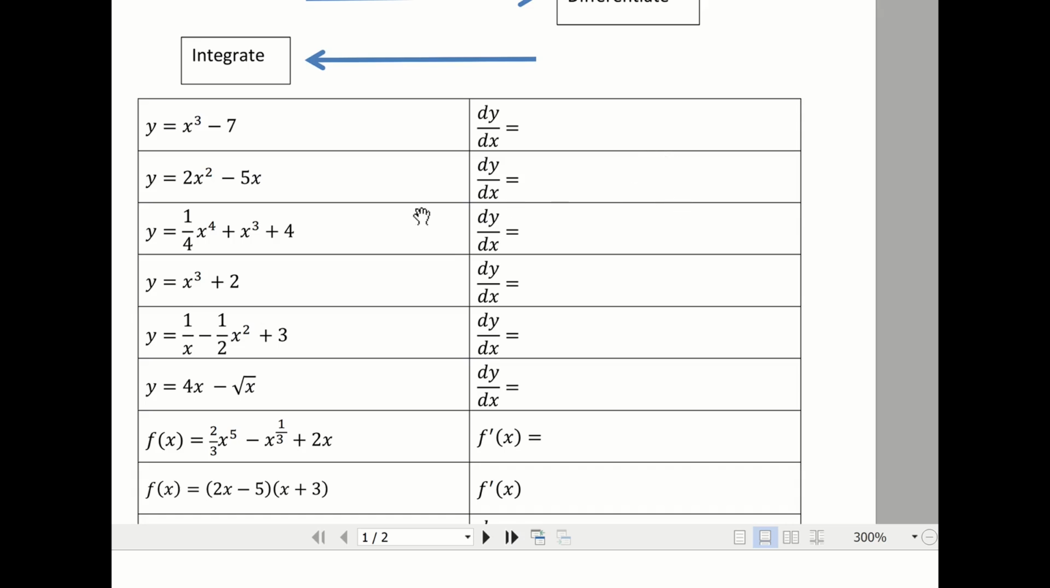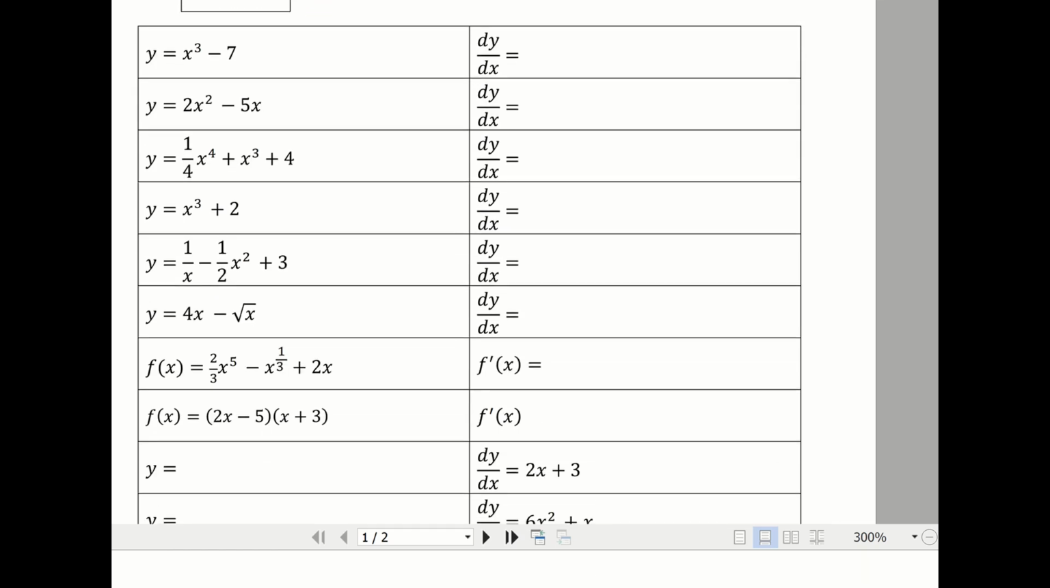Hi, the first thing I'd like to do today is differentiate these functions on the left to give the ones on the right, either in terms of dy by dx or f dash x. Please pause the video and try this now. Okay, hopefully you've had a good go at that.